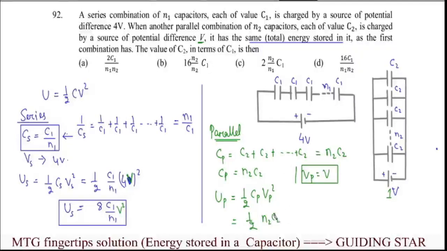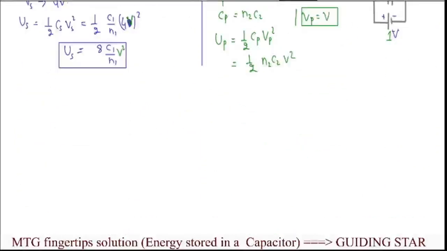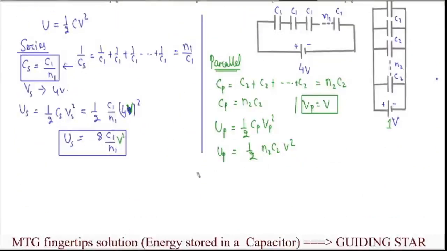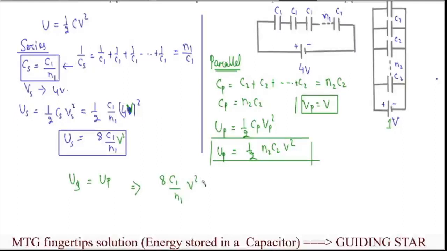Okay? So n2C2 into Vp square, that means it will be V square. Clear? So this is what we are getting, the energy in the parallel combination. And finally, what it is saying is that these two energies are equal. That means US equal to UP. That means here we can say that 8C1 upon N1 V square equal to half n2C2 V square, as both V square will get cancelled out.